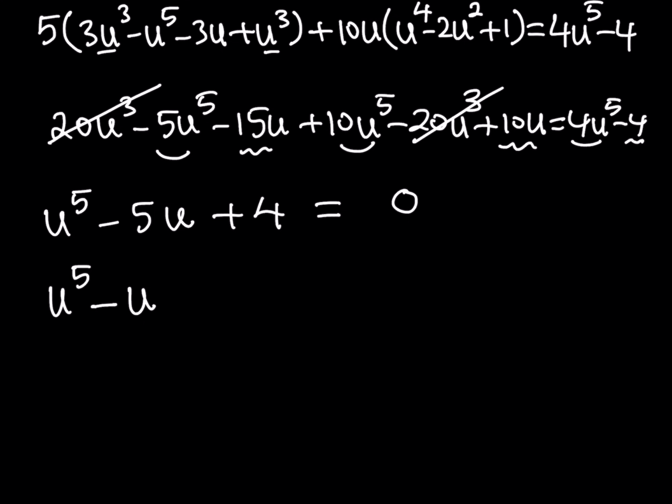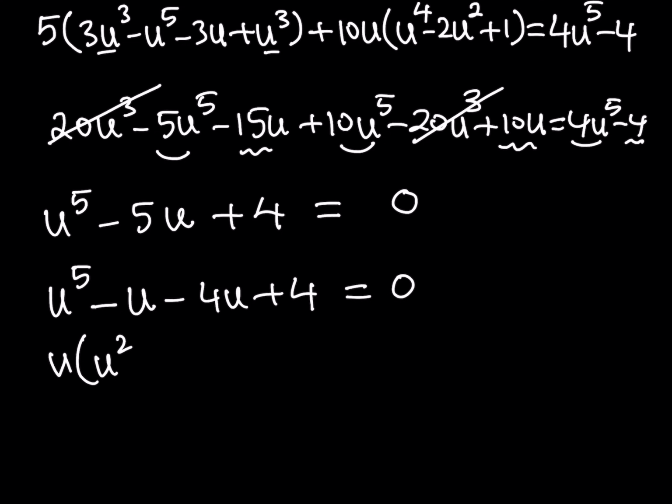When you take out the u, it's going to be u to the 4th minus 1, which is the difference of two squares, and then minus 4u plus 4. Now, this also verifies that it's divisible by u minus 1, because if you do the math, you'll see what I'm talking about. I talk too much.